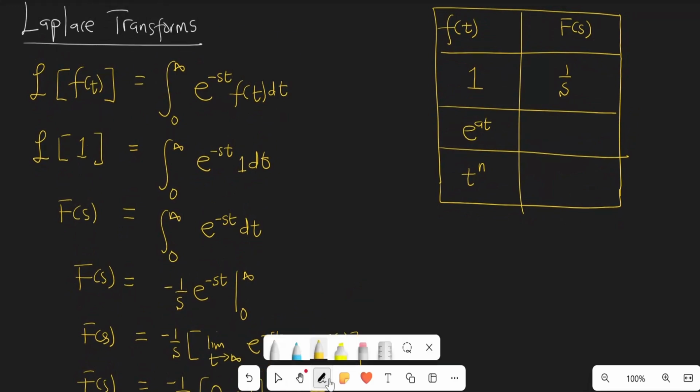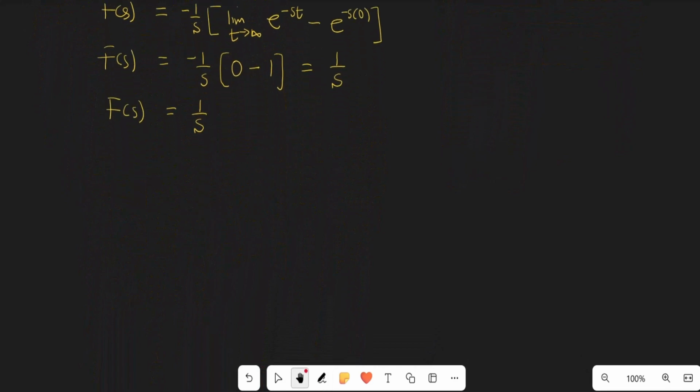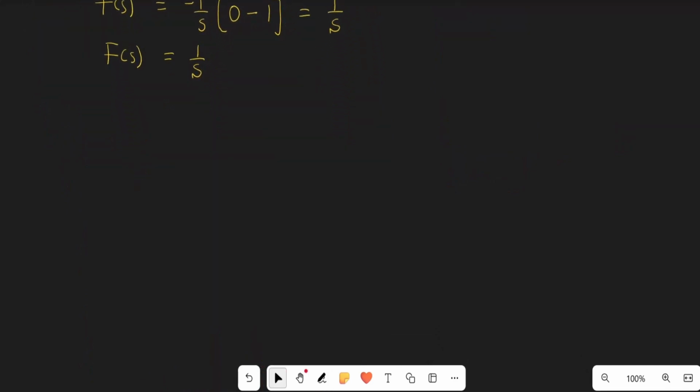Alright, cool. So the next one is the exponential function e raised to the power at. That is the same drill, so we just have to replace 1 with e raised to the power at, and that will be the Laplace transform of the function e raised to the power at. So the second one, the Laplace transform of the function e raised to the power at, is the same as the integral from 0 to infinity of e raised to the power negative st, now multiplied by the function e raised to the power at dt.